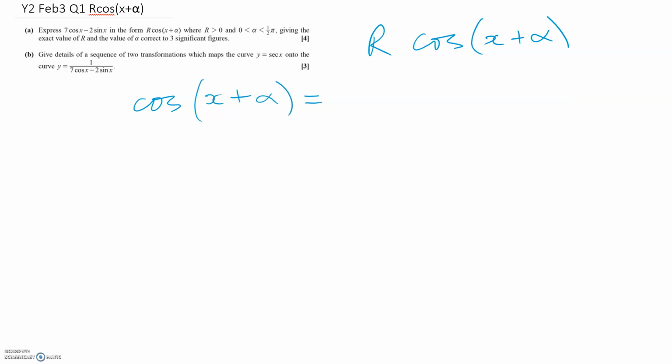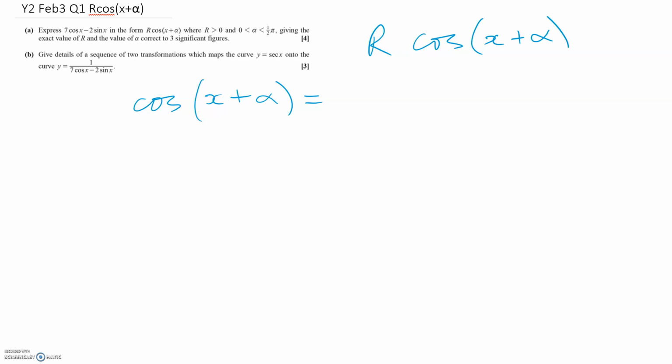This is question 1. It's a question involving r cos(x + alpha), and as usual with these questions, I think it's best not to try and do a shortcut. The way I do this is to expand these brackets first using the addition formulae, which is in your formula book.